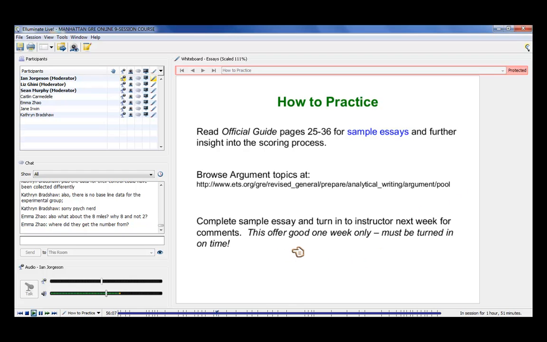And then send me and Liz copies of your essays, and forget this whole offer good 1 week only. We'll always grade essays if you send them to us. Sometimes we're slower, sometimes we're faster about getting them back to you, but you send us an essay, I promise you we'll give you our feedback on it.